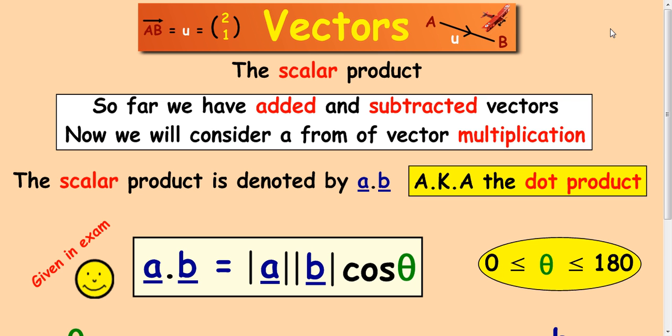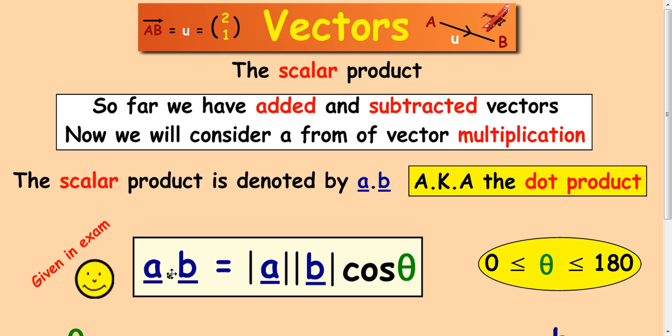In this lesson we're going to look at the scalar product. So far we've added and subtracted vectors, but we haven't looked at any sort of multiplication. This is a form of vector multiplication. It's also known as the dot product, and as you can see, a dot b is equal to the magnitude of a times the magnitude of b times cos of theta.